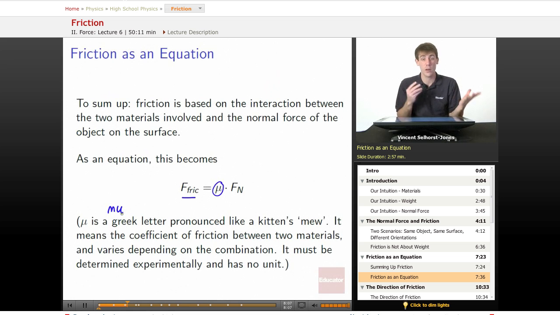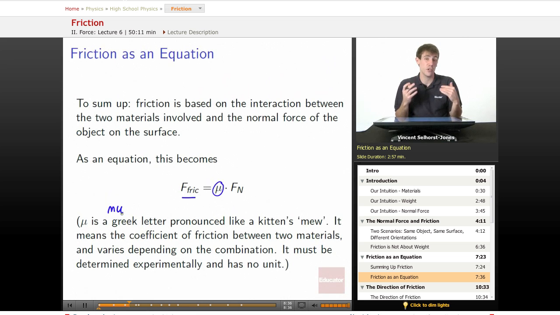It's going to change depending on what the materials are, and it's going to vary a lot depending on specifics, and we have to determine it experimentally. There's no easy formula for determining what it's going to be. You just actually have to go into a lab and get it, or look it up in a table. But even looking it up in a table is going to vary, because depending on the specific condition of your object, if it's dirty, if it's clean, if it's wet, if it has grease on it, if there's a layer of air, if it's operating in a vacuum, what things are happening between it, it's going to vary a lot.